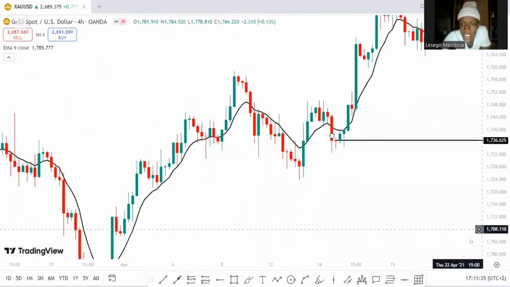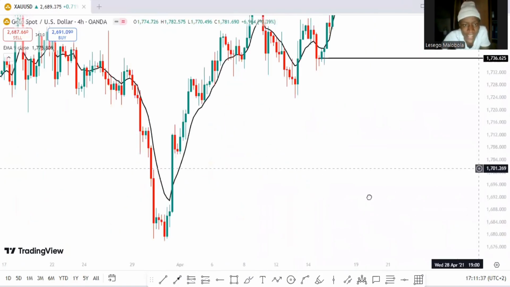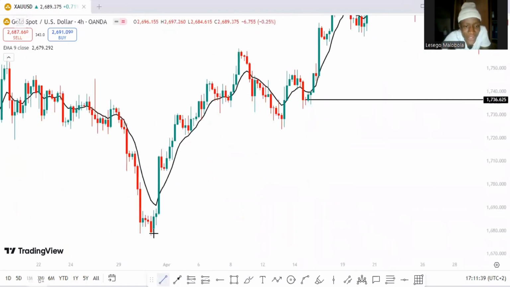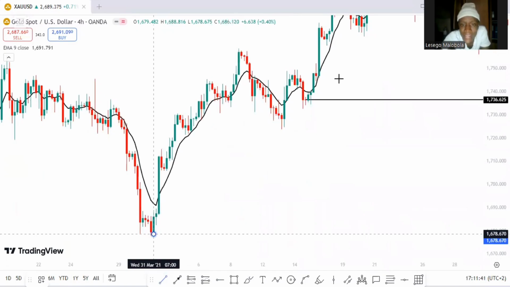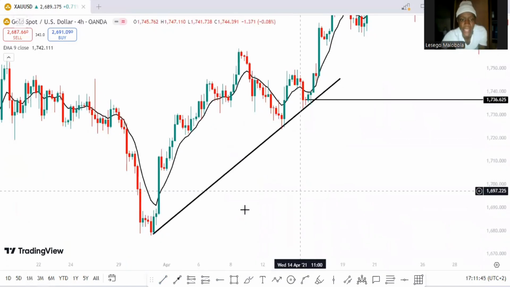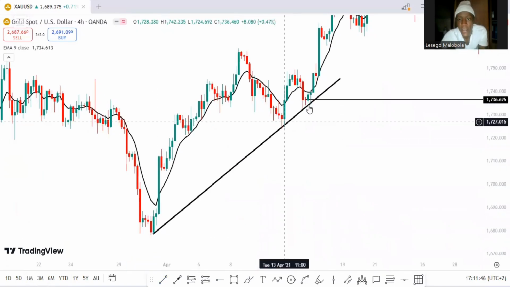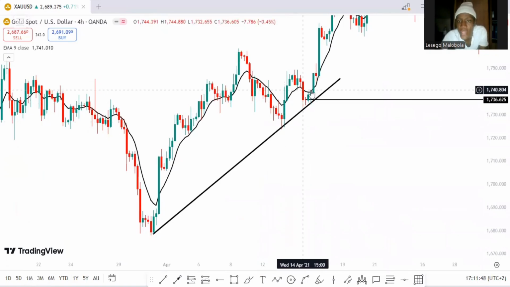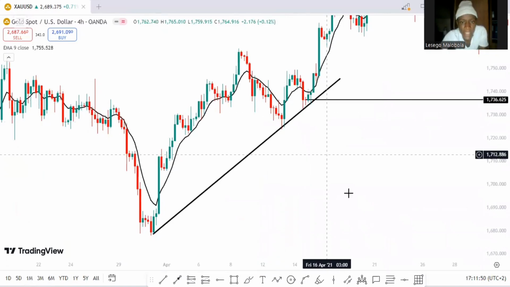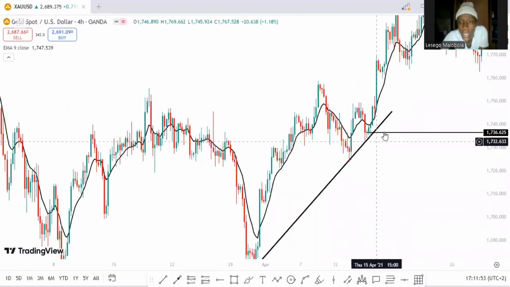And if we just try to use confluences, guys, there's no need for me to tell you this. You can clearly see that this was a clean setup. First touch, second touch, third touch. On the third touch, we had a what? An engulfing candlestick pattern, which is something that we are looking for.